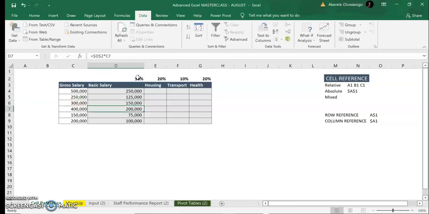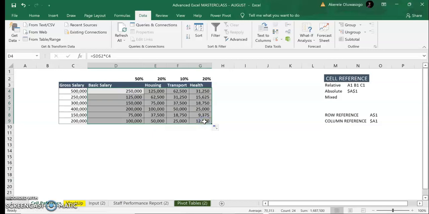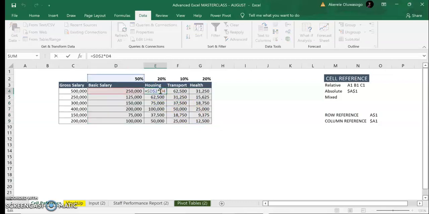So right now, let's look at the mixed cell reference. I want a situation where, if I copy down my formula, I also want to copy to the right hand side of my formula. If I copy right hand side now, I'm not getting the correct value. Let's go and check. If I look at the housing and I double click on the 155,000 naira, you can see it's not using 20% for the housing and 500,000 naira because of the absolute cell reference we used initially. You can see it's using the 50%.